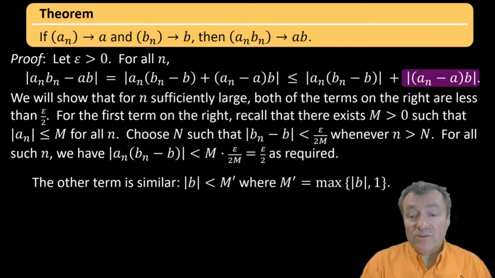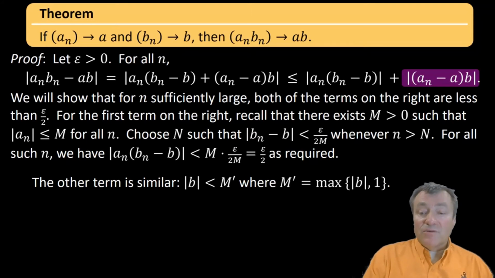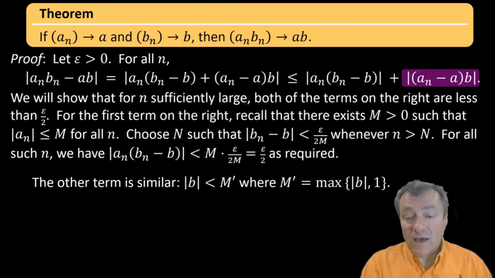And now the other term works pretty much the same way. We take a number capital M prime, which is a positive bound for b. I can't just take the absolute value of b, because in the next step I'm going to be dividing by this, so I need it to be strictly positive. That's why I take the maximum here. But all I really care about is the positive number which bounds b. I could have explicitly written something like this for the previous step when I chose my M in the previous paragraph.